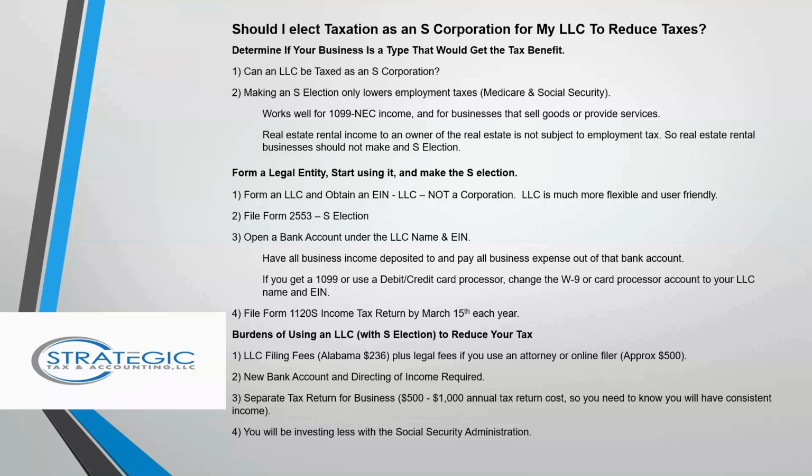If you're doing that on a Schedule C, you're paying employment tax on all the income. You can't choose some as compensation and some as profit to pay tax on it as K1 income. That's going to be a little confusing to describe, K1 and compensation and real estate tax, but just for the purposes of this presentation, remember, if it's for services or goods sales or 1099 NEC income, an S election would save you money.